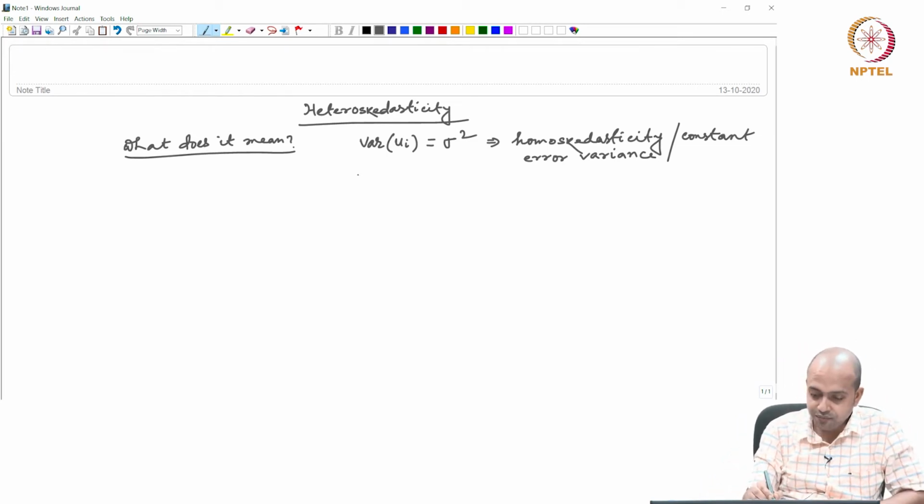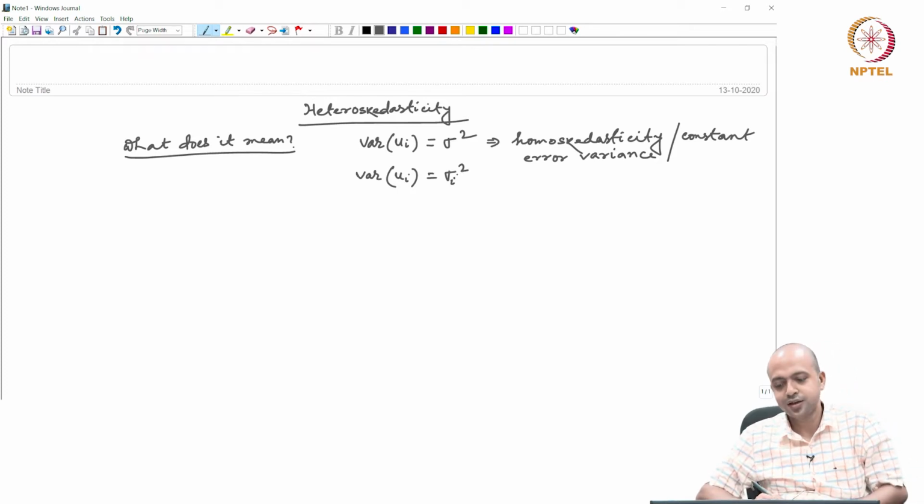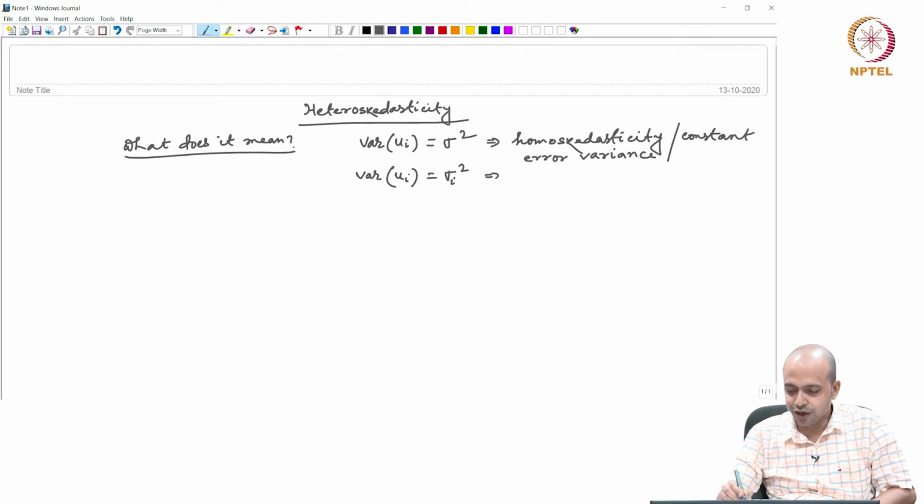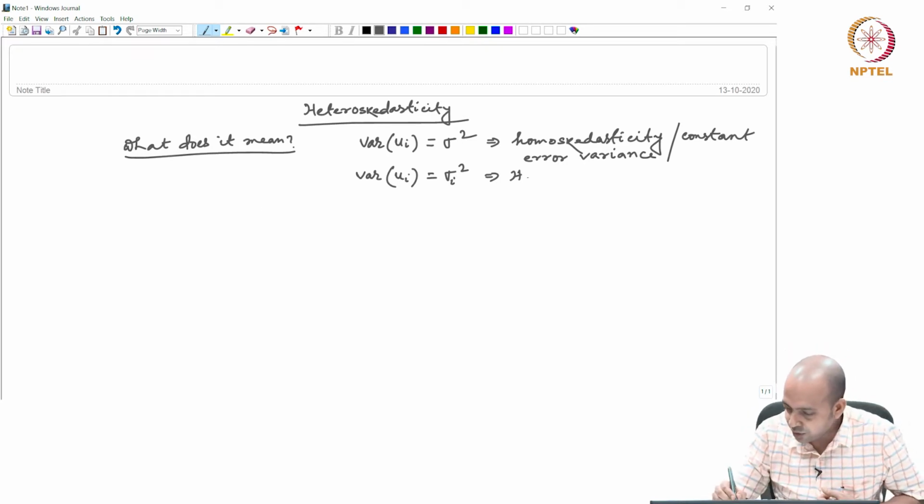But if the error variance looks like this, variance of ui equals sigma square i, then this is called heteroscedasticity. That means, I am saying that the error variance for the ith individual is sigma square i, and then the error variance for the jth individual is sigma square j. So, that is heteroscedasticity.